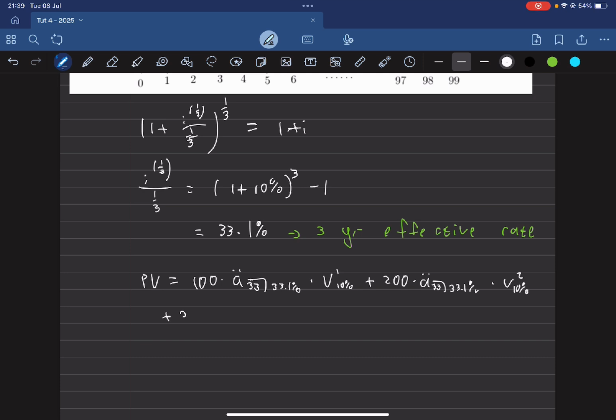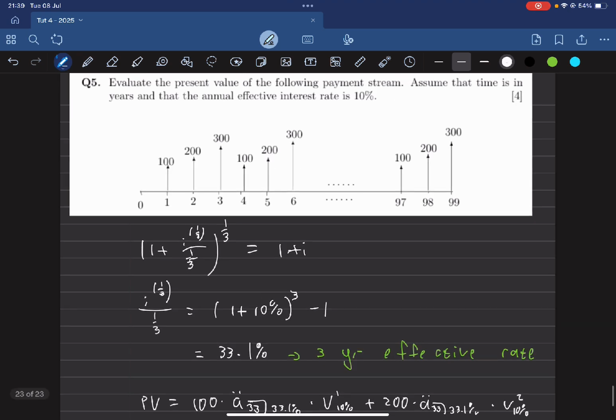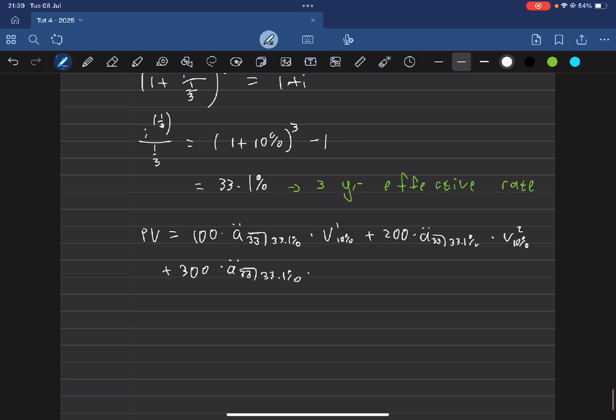Finally, 300 in advance, 33 payments at 33.1%, and we'll have to move it back 3 years. This one you could do in arrears, but it's just going to make the calculations harder, so I'd rather just do it like this.